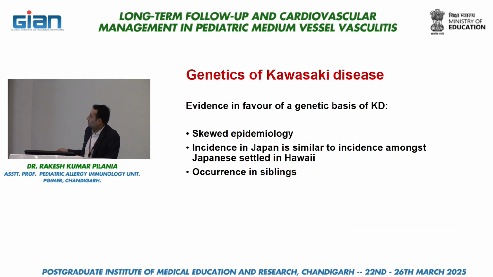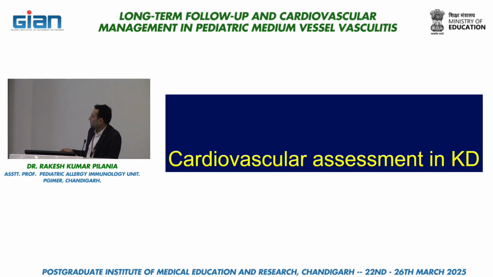So the evidence in favor of a genetic basis is the skewed epidemiology. We have seen that the incidence of Kawasaki disease in Japan is highest. In a recent paper in 2025, the incidence has reached more than 400 per 100,000 children in Japan, which is very high. They report about 15,000 children per year with Kawasaki disease in Japan. Occurrence in siblings and younger children suggests some infectious etiology causing molecular mimicry in a genetically predisposed individual.